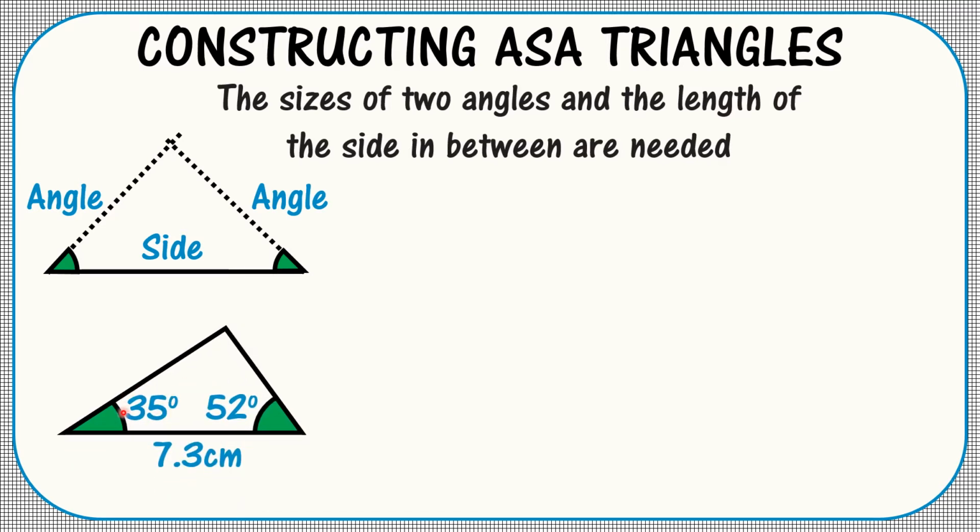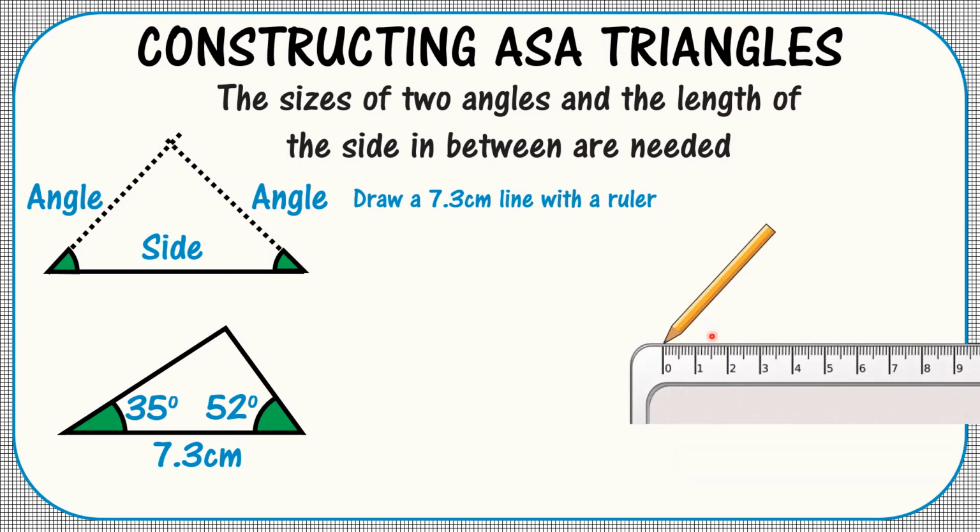This triangle has an angle of 35 degrees. It has another angle of 52 degrees, and it has a length of 7.3 centimeters. Now that we have angle, side, angle, we should be able to construct this. The first thing that you will need to do is draw a 7.3 centimeter line with a ruler. So you would measure 7.3, you would draw a straight line.